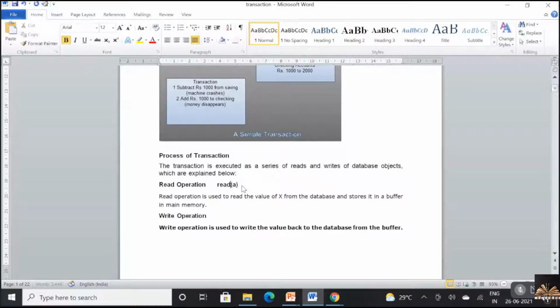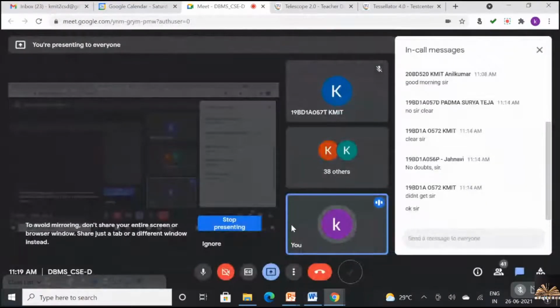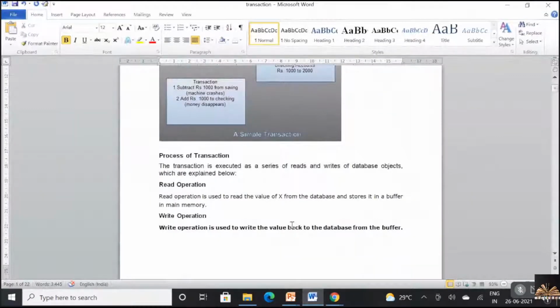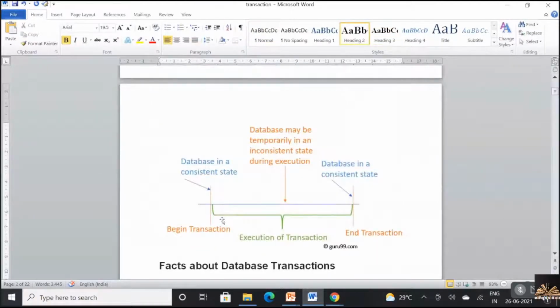And whenever I want to perform a write operation, I'm using the write keyword. WRITE, it's not RIGHT, write operation. Write is used to write the value back to the database from the buffer. So whenever you want to store something you have modified into the database, then you are going to work with something which is called a write operation. So the execution of a transaction would be this way.